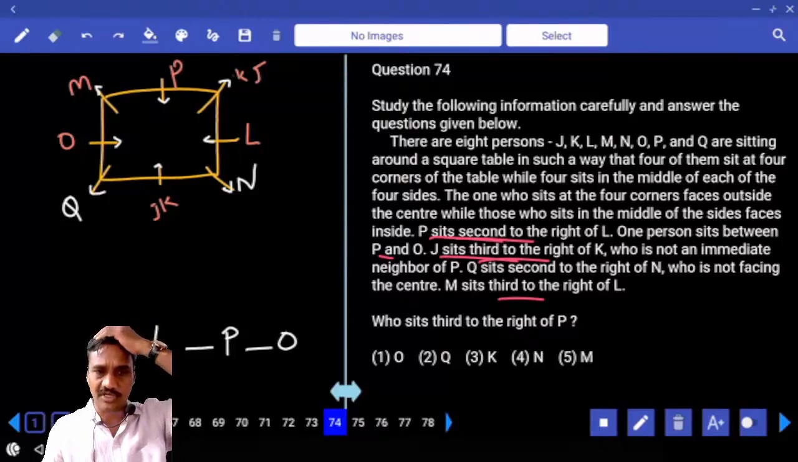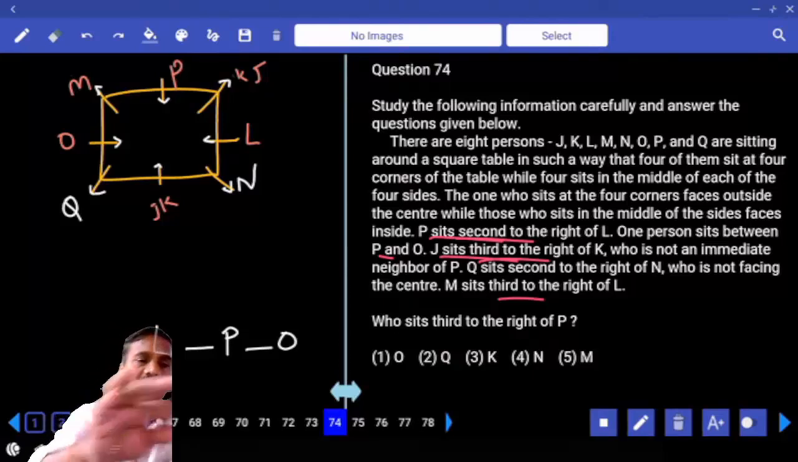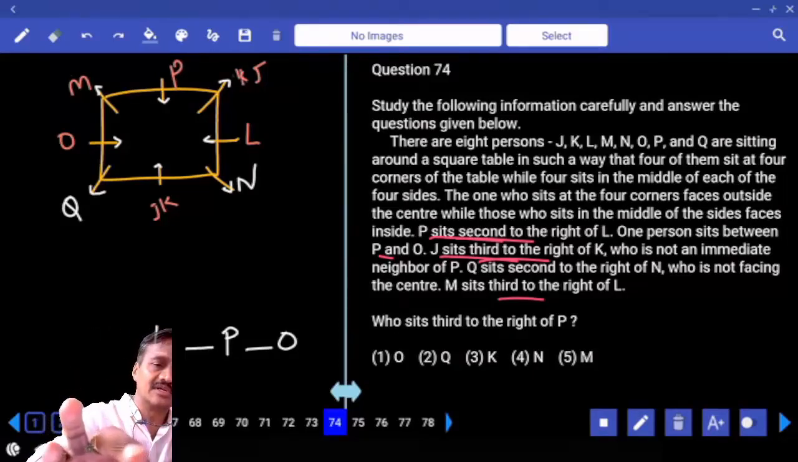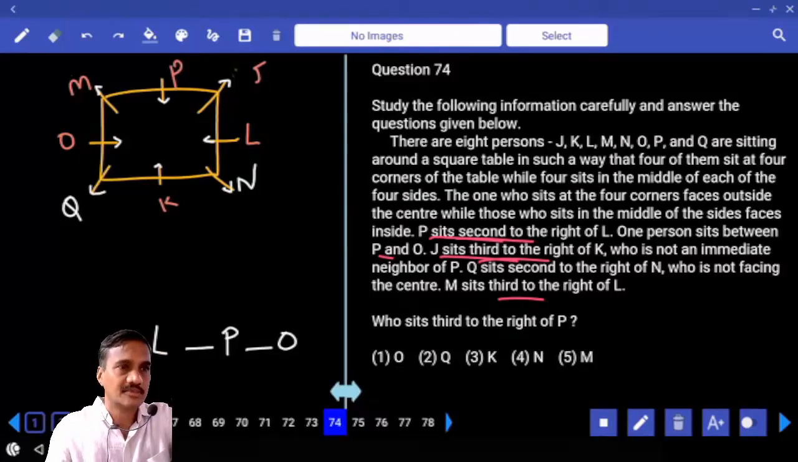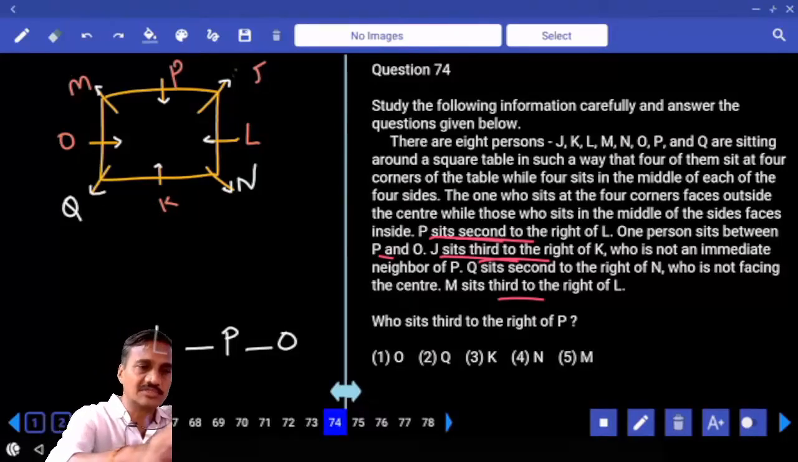J sits third to the right of K. K is not an immediate neighbor of P. K cannot be here. As K cannot be here, J is here and K is at this place. Clear? The main thing is L, P and O must be in the alternate places.